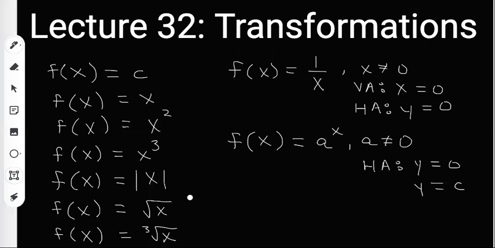And then the last parent function that we talked about was the logarithmic function. And that is f of x equals log base b of x, where b has to be greater than 0. Now, this logarithmic function has a base b, and that b has to be a positive real number. That's why I have b is greater than 0. But it's also important to understand that logarithms are going to have vertical asymptotes.